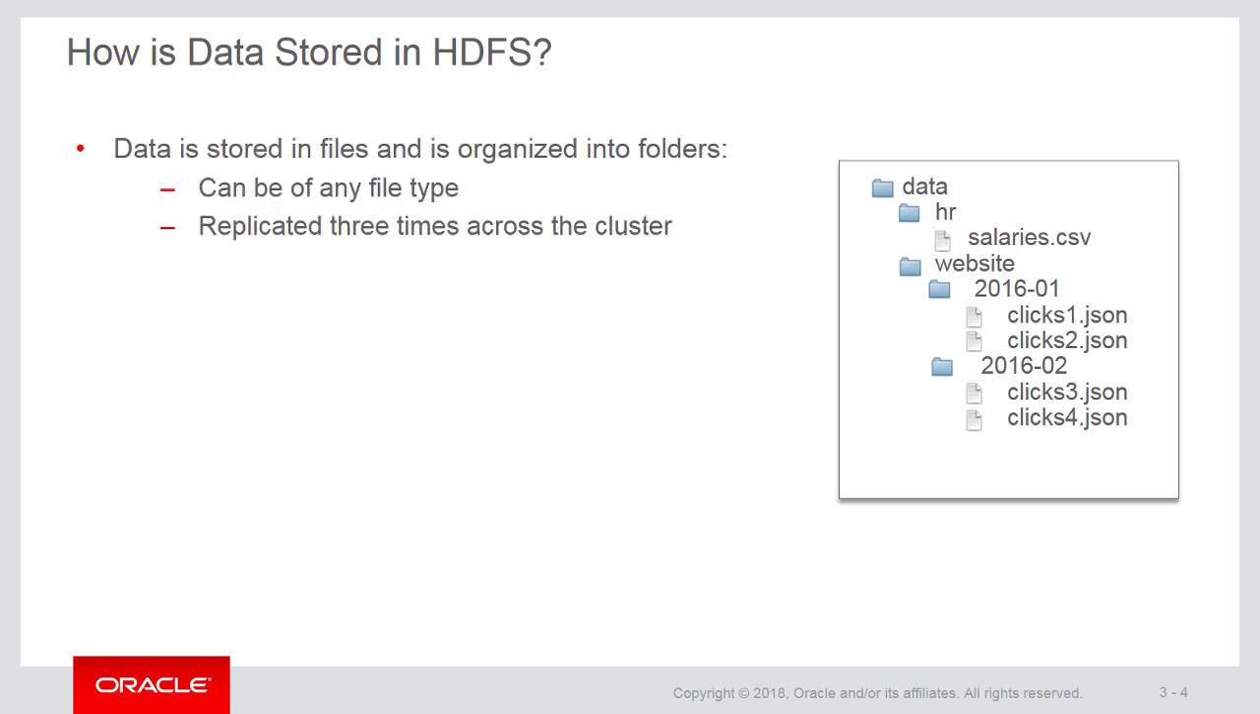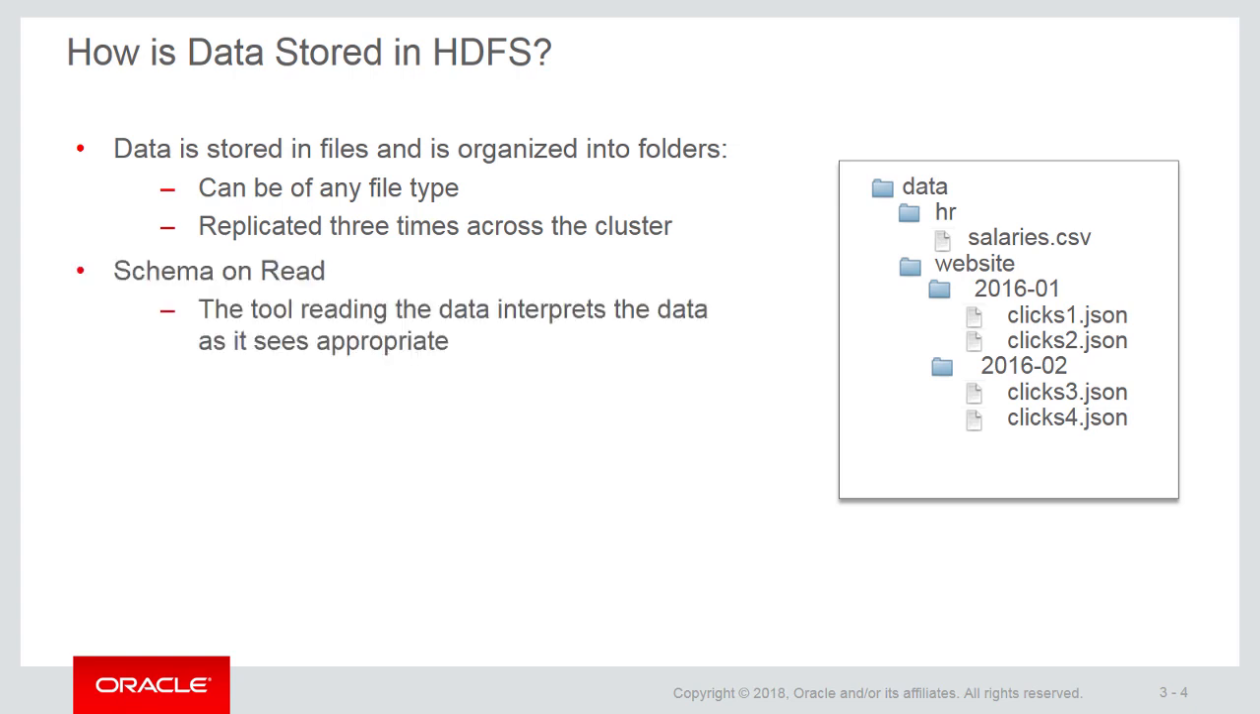Data is stored in files and is organized into folders. Data files can be of any type, and the files are replicated 3 times across the cluster. Schema on read means that the tool reading the data interprets the data as it sees appropriate.